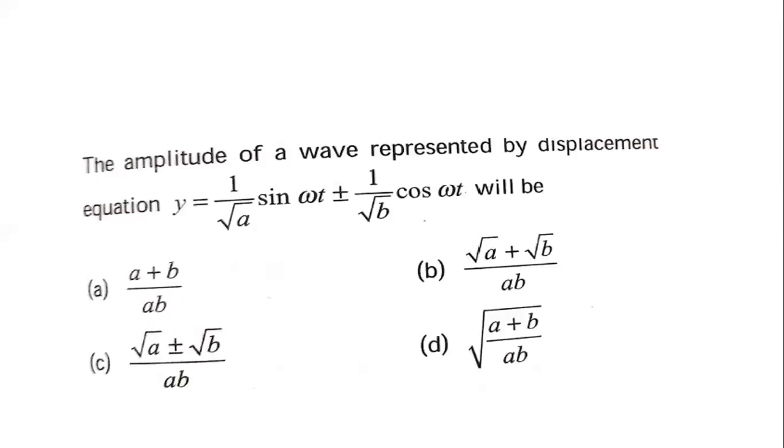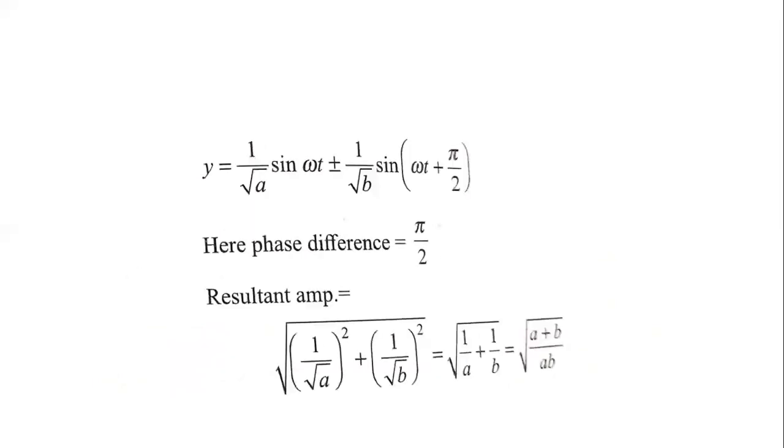Let us go to the next question. The amplitude of a wave is represented by the displacement equation y is equal to 1 by root a sin omega t plus 1 by root b cos omega t. So this is the equation which is given. What you have to find out is the amplitude. You know the resultant phase difference is pi by 2. You can just observe the equation. One is sin omega t, the other one is sin of omega t plus pi by 2. So obviously there is a phase difference of pi by 2.